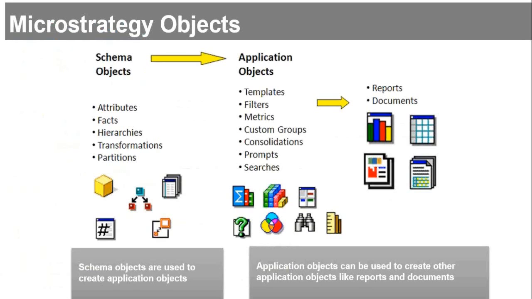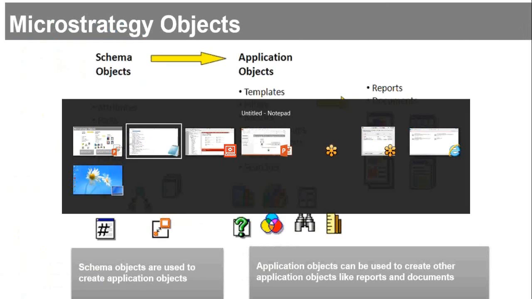Under the schema objects, we have attributes, facts, tables, hierarchies, and so on. These are just the terminologies. I'm just here to make you familiar with the terminologies of the various objects that we have in MicroStrategy. Okay, but we are going to see much more in detail in the training course.